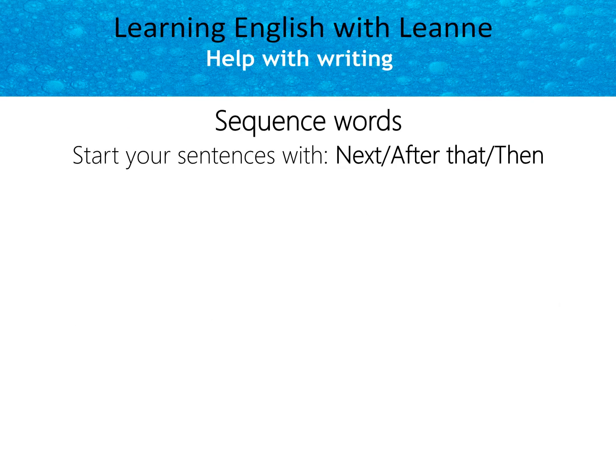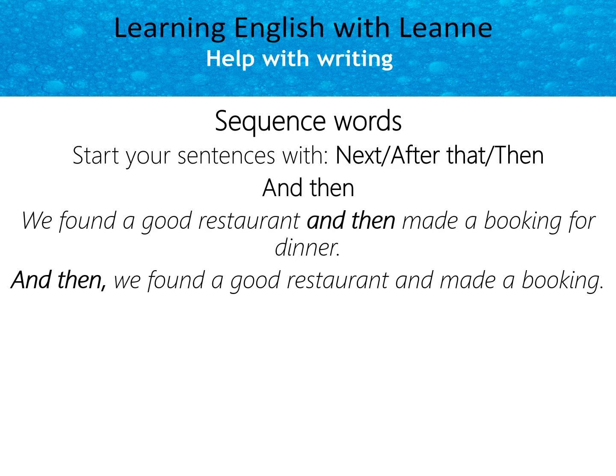Sequence words. Start your sentences with next, after that, then. Also you can use and then. There are two ways to use and then. You can have them in the middle of your sentence to join two actions. For example, we found a good restaurant and then made a booking for dinner. Or you can start with it. And then we found a good restaurant and made a booking.